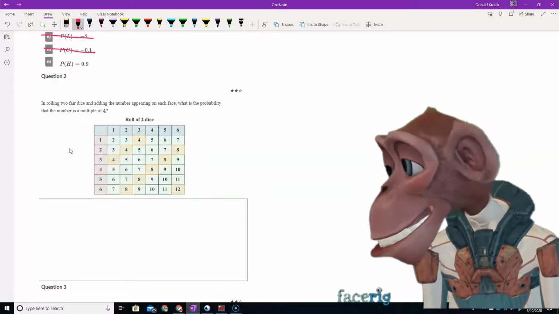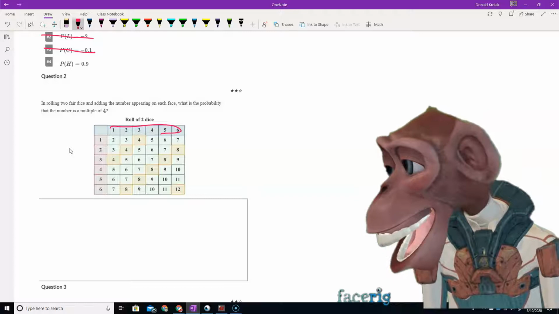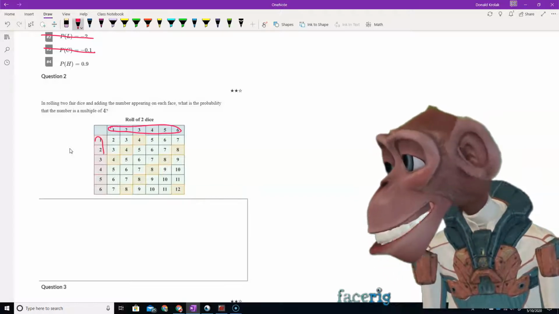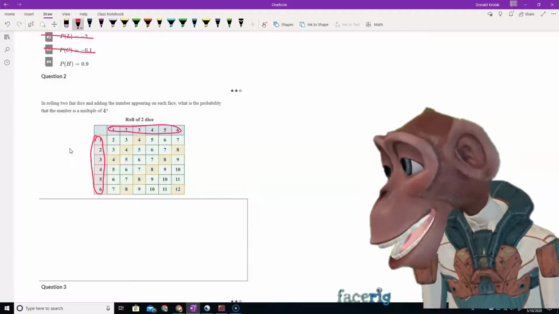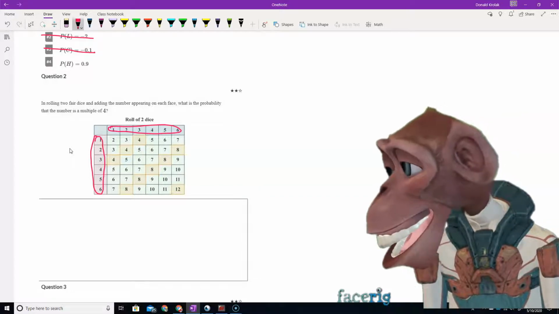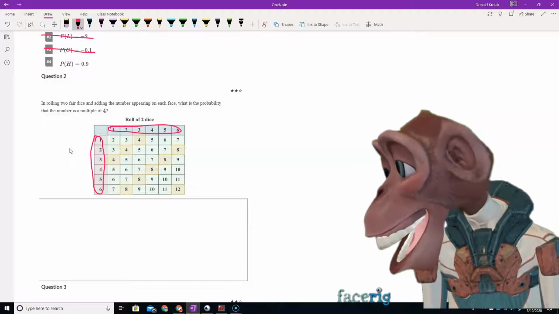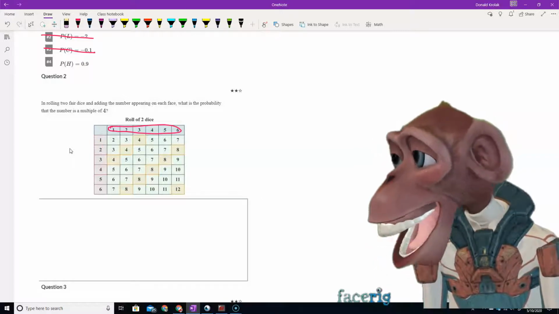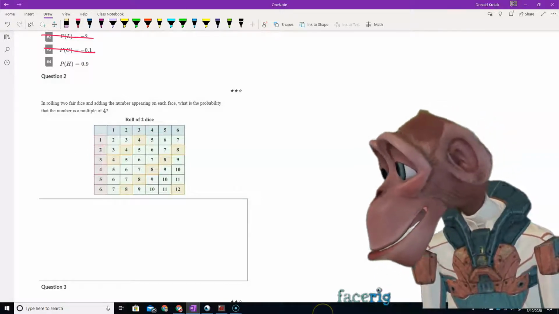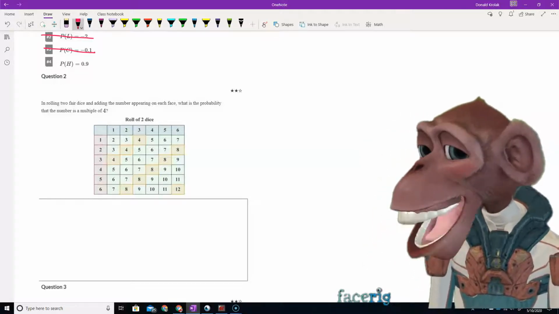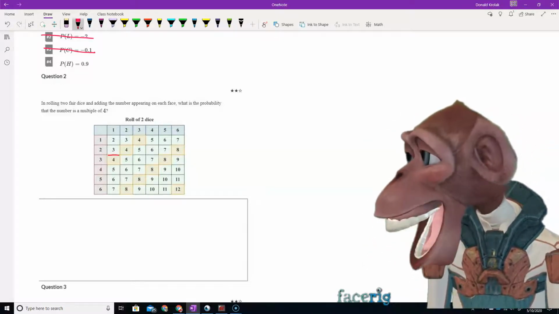So let's say you have 2 dice. This is the result of 1 die. This is the result of the second die. And then in the boxes are the sums. So 1 plus 1 is 2, 1 plus 2 is 3, etc. All right, what's the probability of a number being a multiple of 4? So this is already set up.